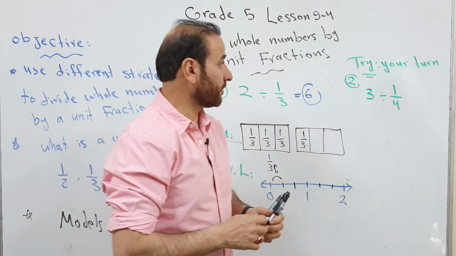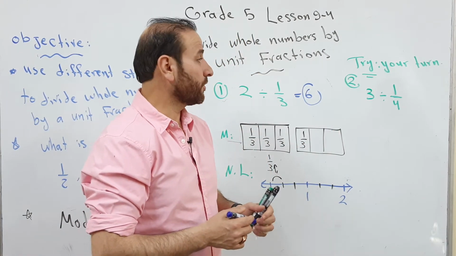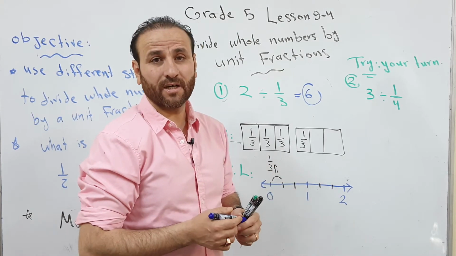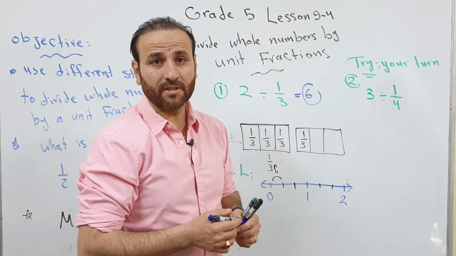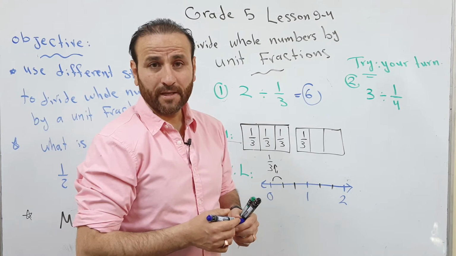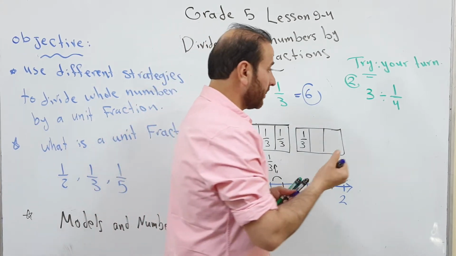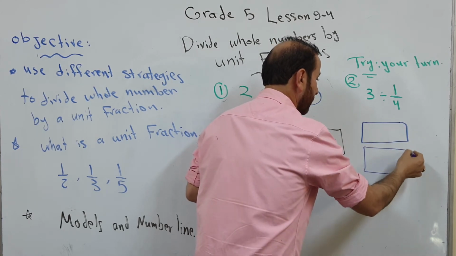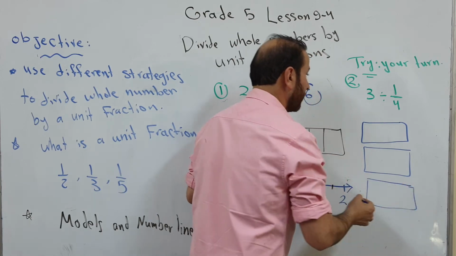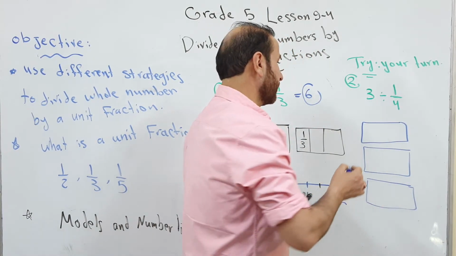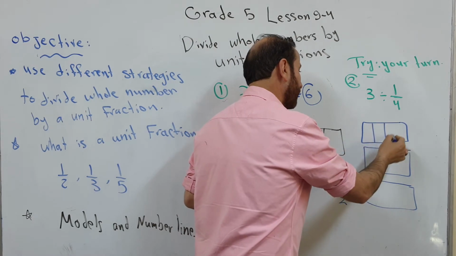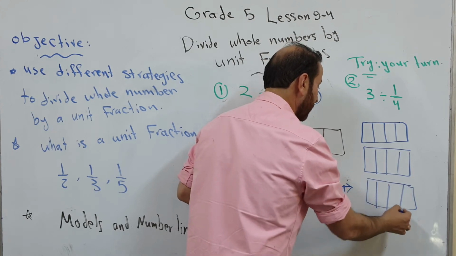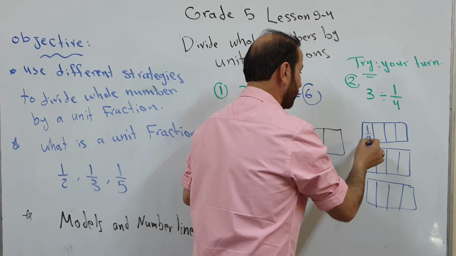Now in the second question, we have 3 divided by 1 over 4. So 3 divided by a quarter. How do I understand it? How many quarters are in 3 wholes? We can do it mentally. How many 1 over 4s in 3 wholes? First of all, I'm going to draw 3 wholes. Then each whole, because the question asks about quarters, has 4 quarters. In one whole, I have 4 quarters, and in the other whole, I have 4 quarters, and in the third whole, I have 4 quarters.